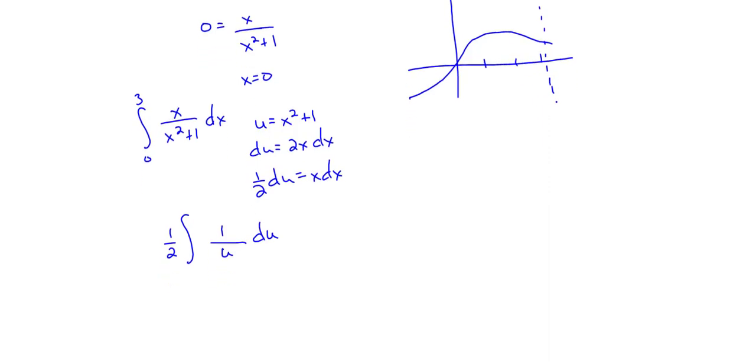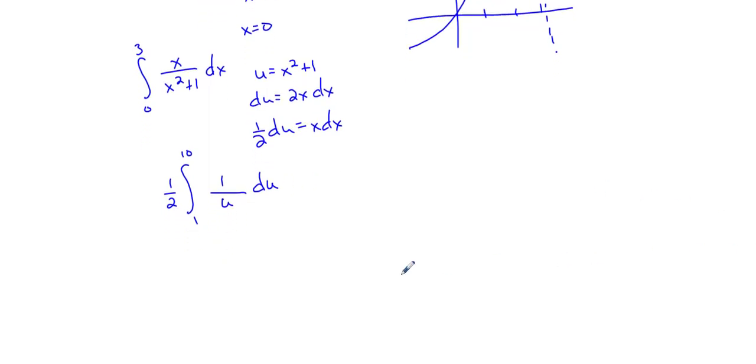What am I missing? Oh, new boundaries. So I almost forgot to do that, too. If we got 0 here for x, that means 1 is for u. If we got 3 for x, that means 10 is for u. Correct? Well, this problem originally started as not too nice. This is an easy problem.